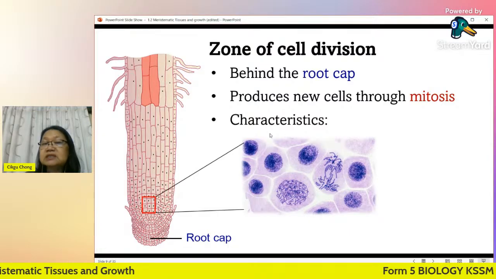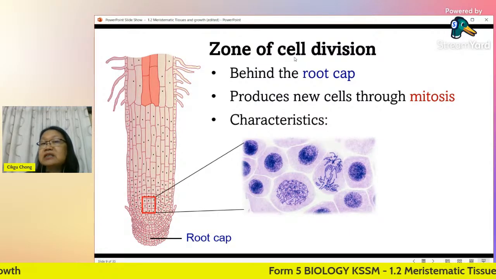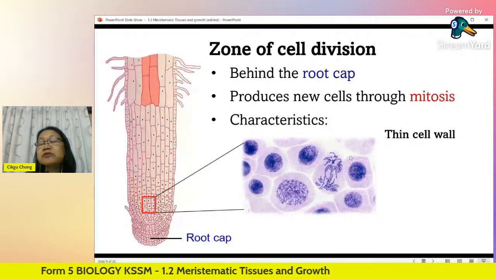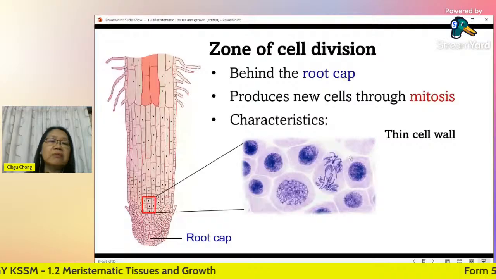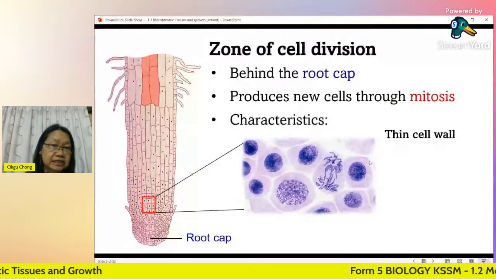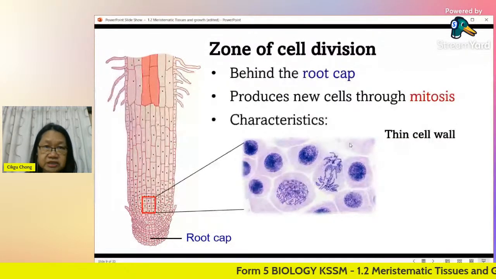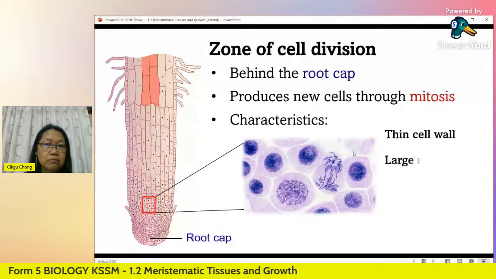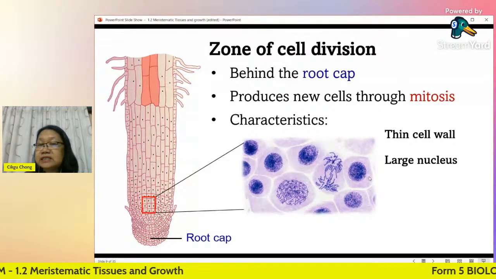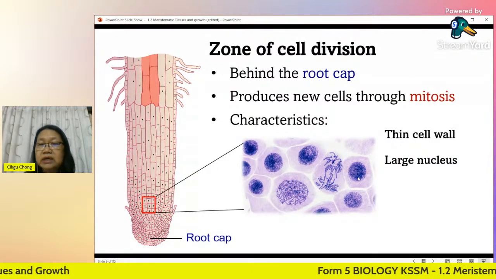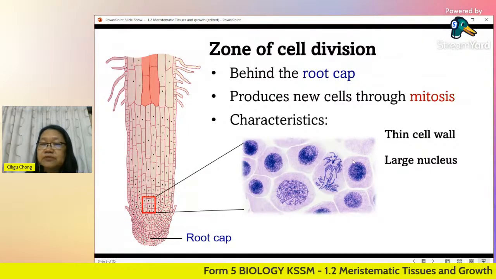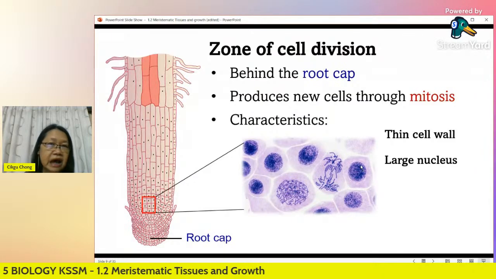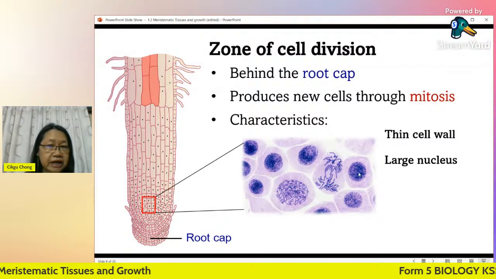Now, this is very important to remember: the characteristics of the cells which are in the zone of cell division. Sometimes if the question asks you, why do you say that these are meristematic tissues? Here is your answer. You say that these are the characteristics you see, so they are probably meristematic tissues. Number one, thin cell wall. Number two, large nucleus. You can see the volume taken up by the nucleus is very big compared to the entire volume of the cell. More than half of the volume of the cell is taken up by the nucleus.